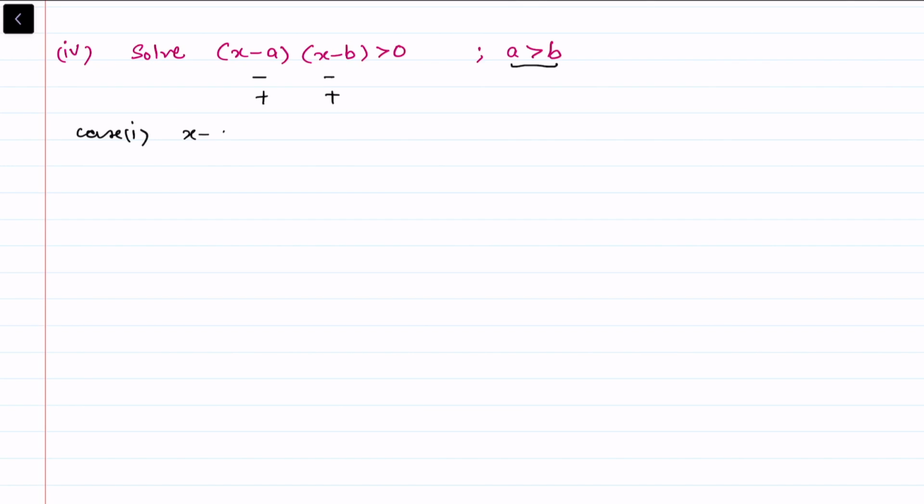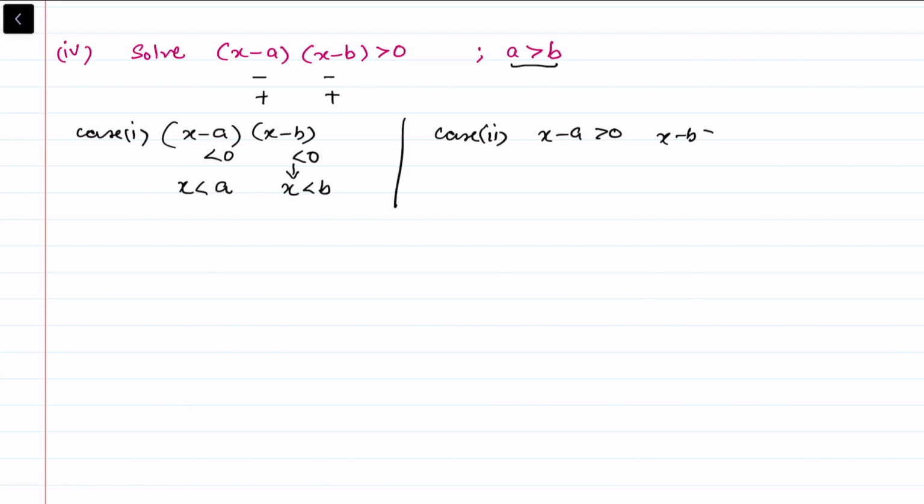When both of them are negative, x minus a and x minus b, both of them are negative. If the first case holds, this means x is less than a. If the second case holds, this means x is less than b. In case 2, we say x minus a is positive, x minus b is positive. x is greater than a, x is greater than b. And we have also said that a is greater than b. So a is bigger and b is smaller. So in the bigger range, x is greater than a.